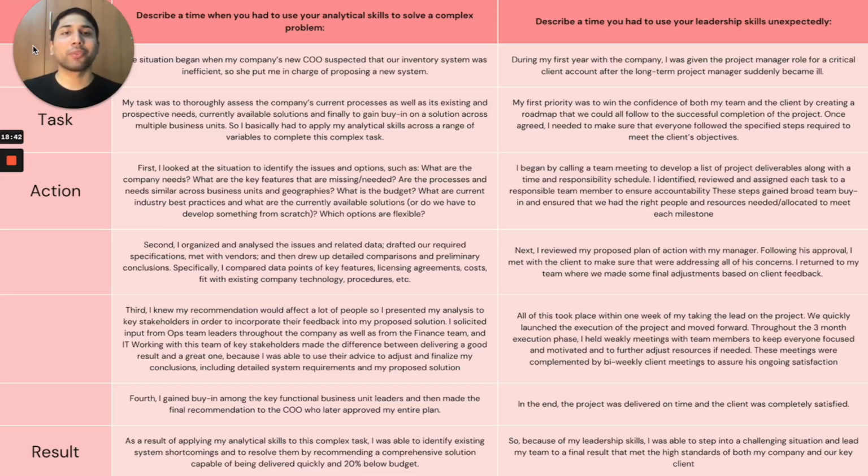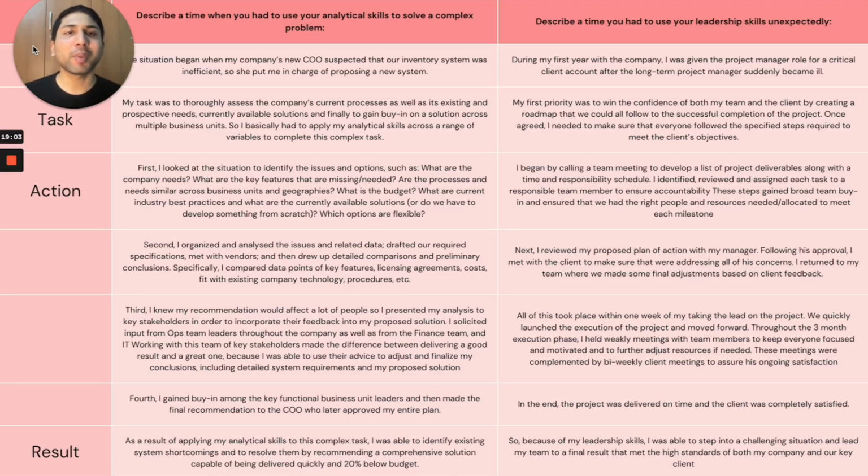Okay, if you have written it down, great. Let's go through the example and see what's written here, and then we'll see a bad example of a STAR. As I told you, there can be good examples of STAR and there can be bad examples of STAR, and you need to practice enough to reach good examples of STAR.